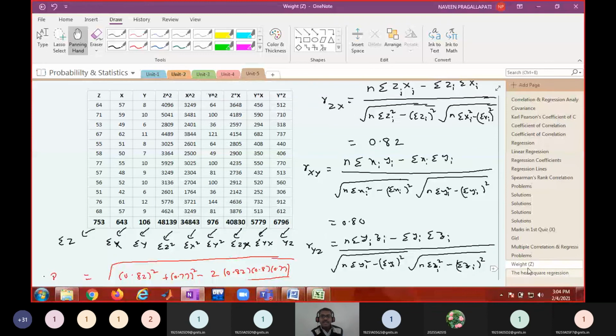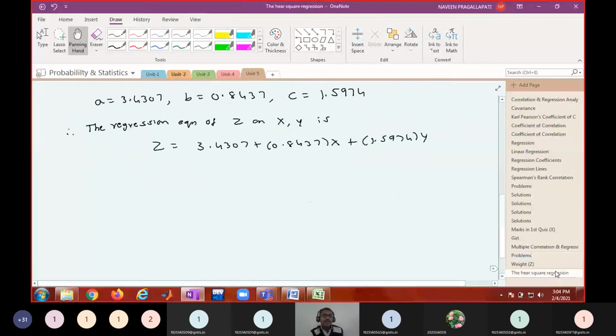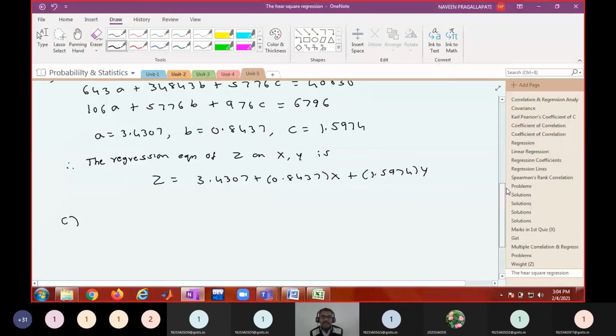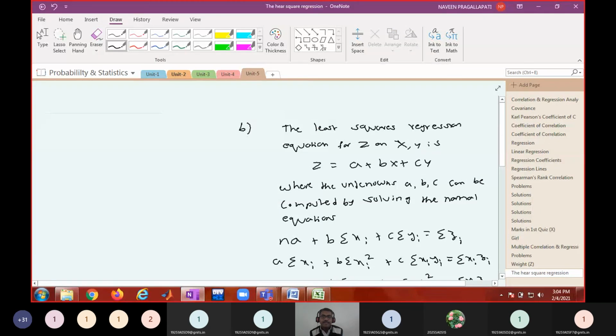Okay, what is the next question asked? Estimate the weight of a boy who is 9 years old and 54 inches tall. 9 years old means age, this is related to y. Y equal to 9 and x equal to 54. Right? Okay, so write down. Next one is the C part. This is the second question.